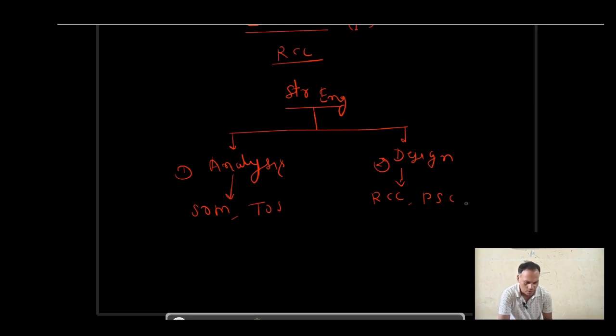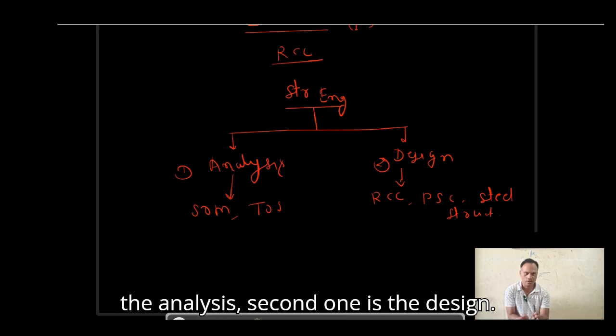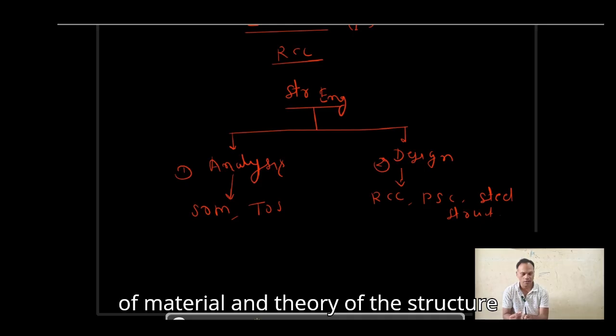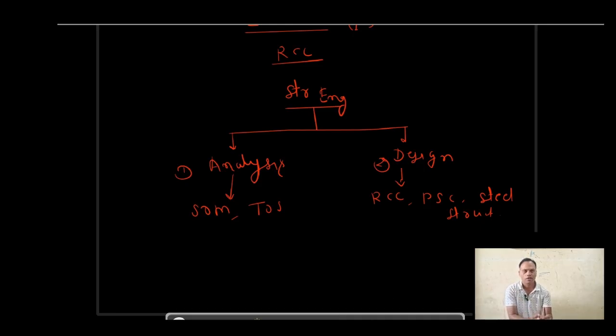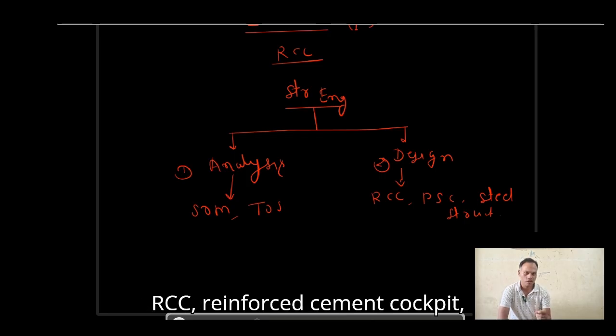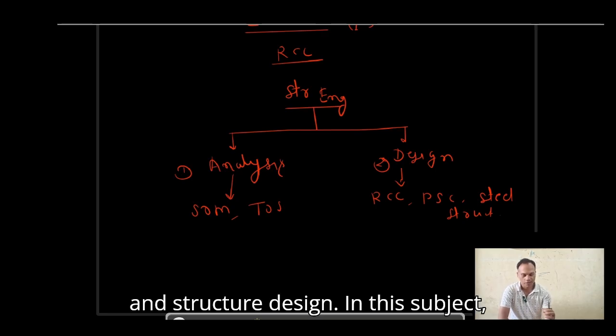pre-stressed concrete, and steel structure design. So the structural engineering has two components. One is the analysis, second one is the design. In analysis part, we study the strength of material and theory of the structure. And in the designing part of the structural engineering, we study the RCC, reinforced cement concrete, PSC, pre-stressed cement concrete, and steel structural design.